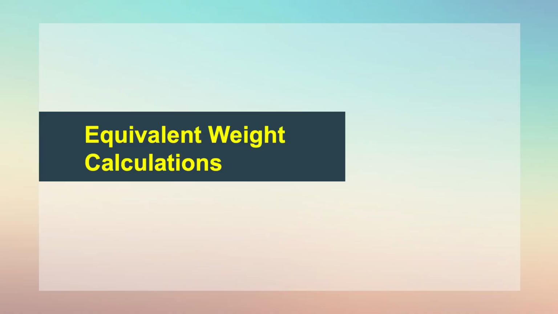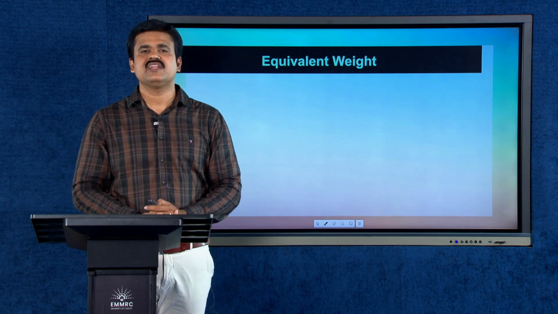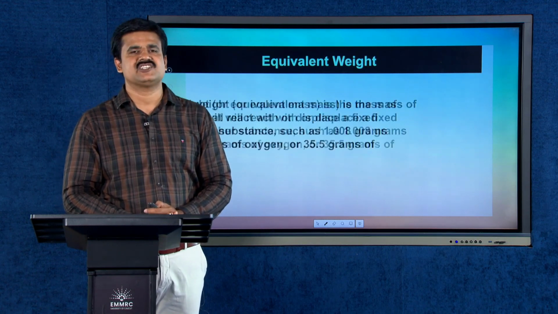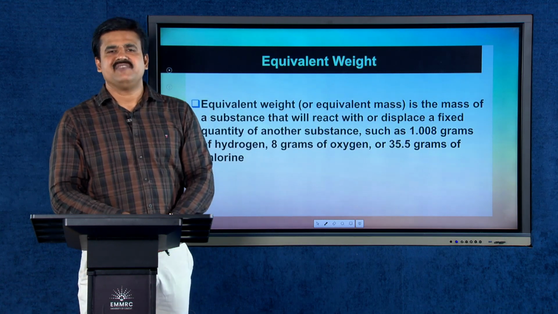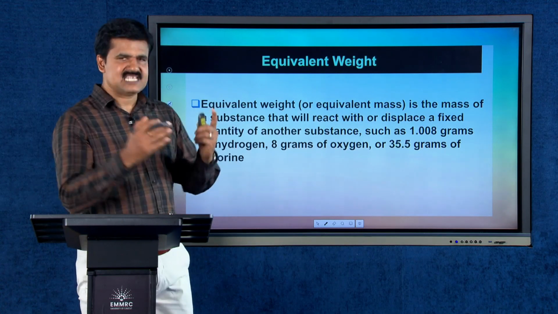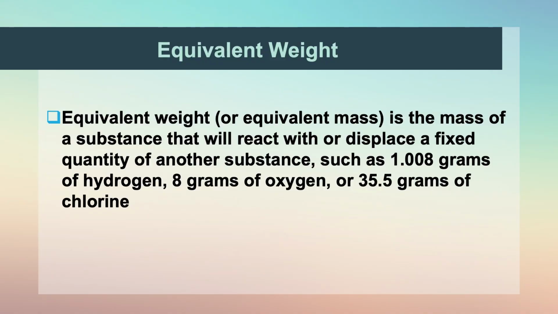Now, equivalent weight calculations. We are now performing some equivalent weight and associated calculations. Equivalent weight or equivalent mass is a familiar concept to you. It is the mass of a substance that will react with or displace a fixed quantity of another substance, such as 1.008 grams of hydrogen, 8 grams of oxygen, or 35.5 grams of chlorine. This is the definition of equivalent weight.